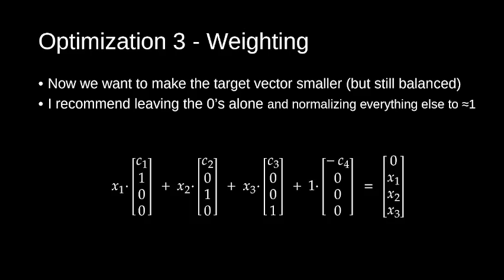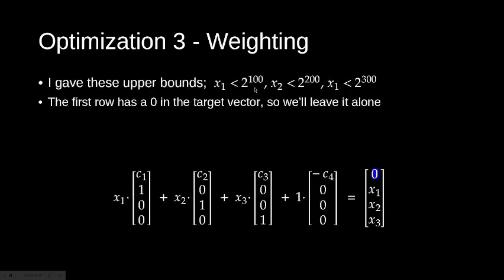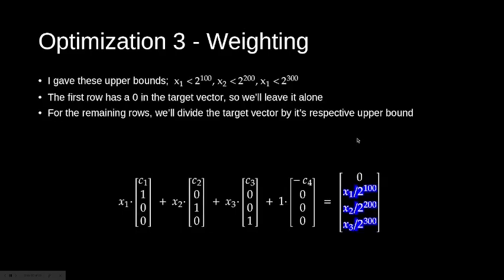Now we want to make the target vector smaller but still balanced. So I recommend leaving the zeros alone and normalizing everything else to approximately 1. I gave these upper bounds for each x. This first row has a 0 in the target vector, so we'll leave it alone. Then for the remaining rows, we'll divide the target vector by its respective upper bound. So we'll divide x1 by 2 to the 100, x2 by 2 to the 200, and this should be x3, sorry for the typo.